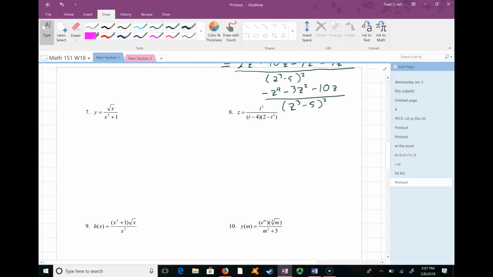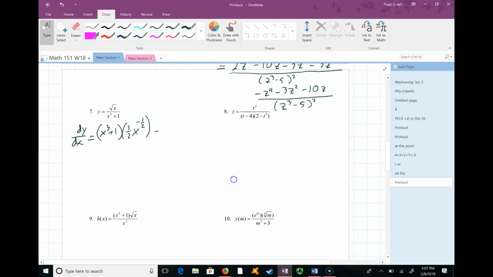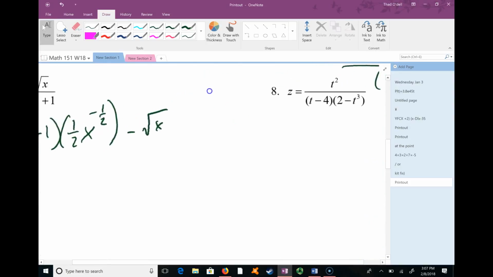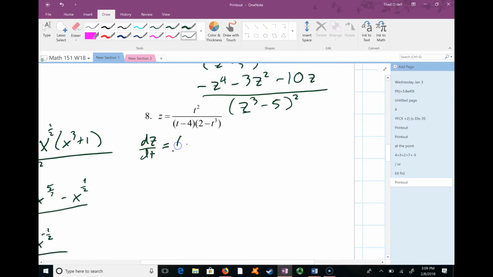So here, I'm going to use the quotient rule again. So that would be dy dx. It would be low, x cubed plus 1, times the derivative of the high, which would be 1/2 x to the negative 1/2, minus the square root of x. Actually, before I do the quotient, I'm going to multiply those out. That's not a bad multiplication.